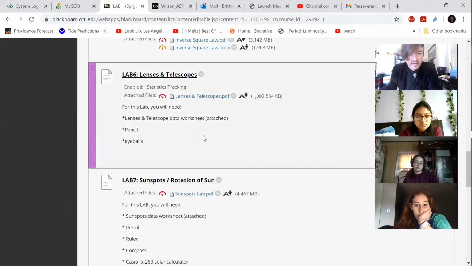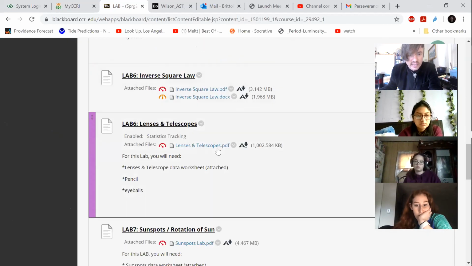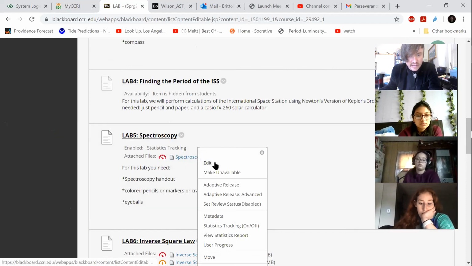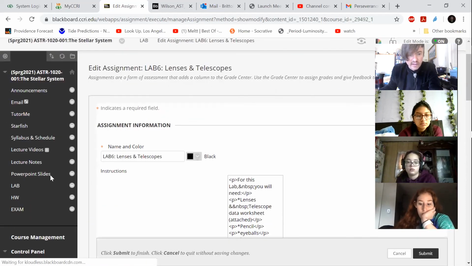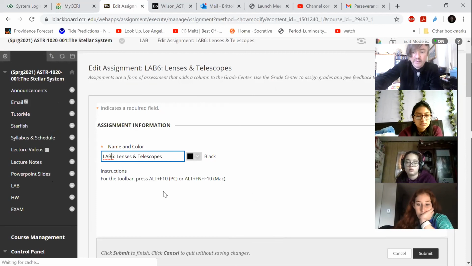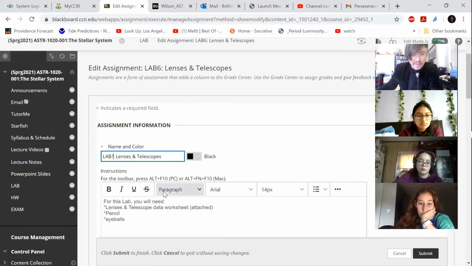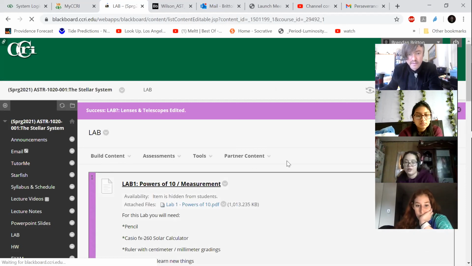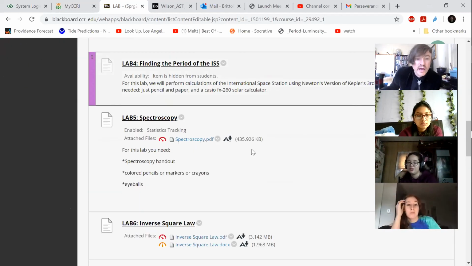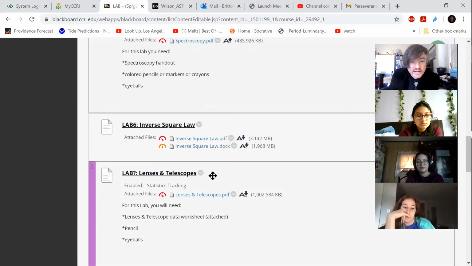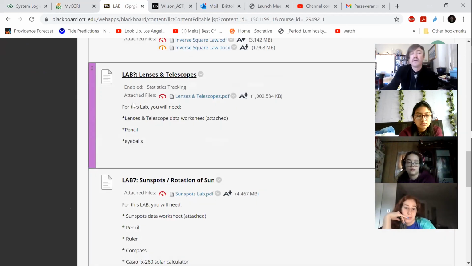So does that make sense? This lab, lenses and telescopes, I need to rename it. I don't know what lab this is going to be yet. I'm playing crazy with this class. Lab question mark. We'll get to that at some other time. So you can put like question mark for not knowing yet. I don't know. I might want to do it next time, or I might want to jump to sunspots.